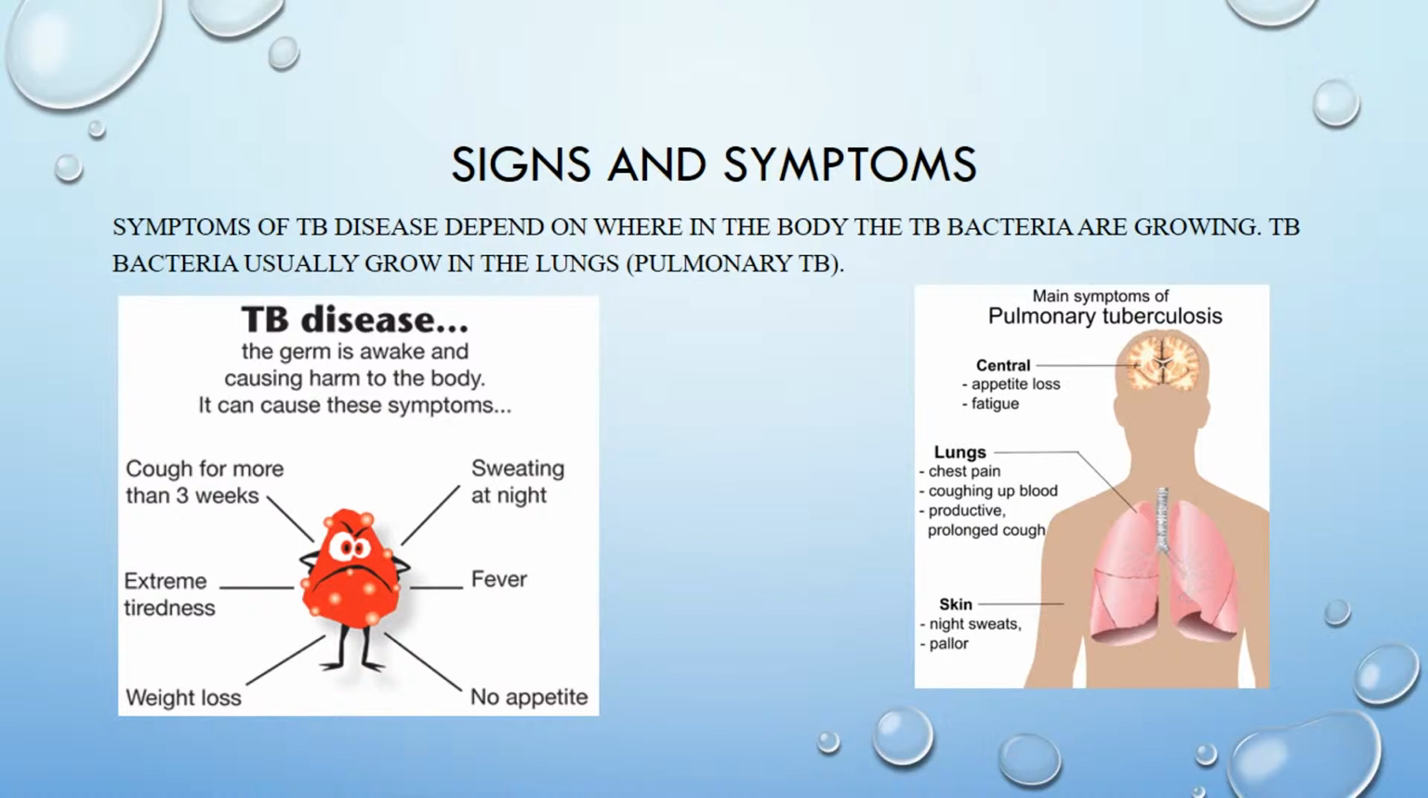Taking a look at the photo on the right, I really like this one because we can really see the main symptoms of pulmonary tuberculosis. We can see how it affects your lungs, but it also affects other aspects of your life, especially your central nervous system, where it causes appetite loss and fatigue. And then we can also see that in your skin, you'll develop some night sweats and some pallor. And in your lungs, that's where the pain and the coughing up of blood comes from, and a productive, prolonged cough.